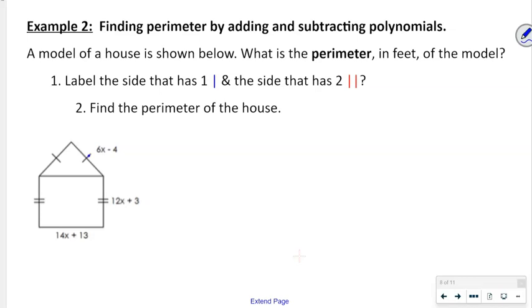Okay, so notice this has 1 tick here, right? So does this. So this over here is going to be 6x minus 4. And notice we've got 2 ticks here, which means it's congruent or equal to that one. So this is going to be 12x plus 3.